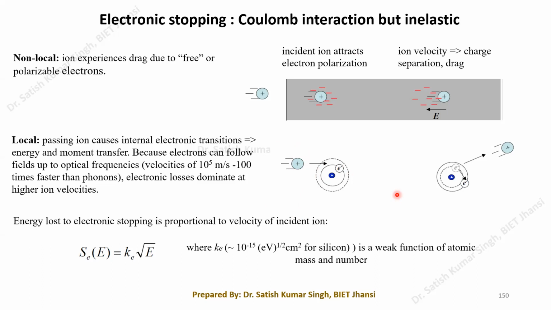So normally, whether it is a non-local interaction or a local interaction, the energy loss to electronic stopping is normally given by this equation. So this way we have to know that there is nuclear stopping, and there could be electronic stopping, responsible for stopping or causing the energy loss of the ion beams. So this way your ion beams are losing energy.